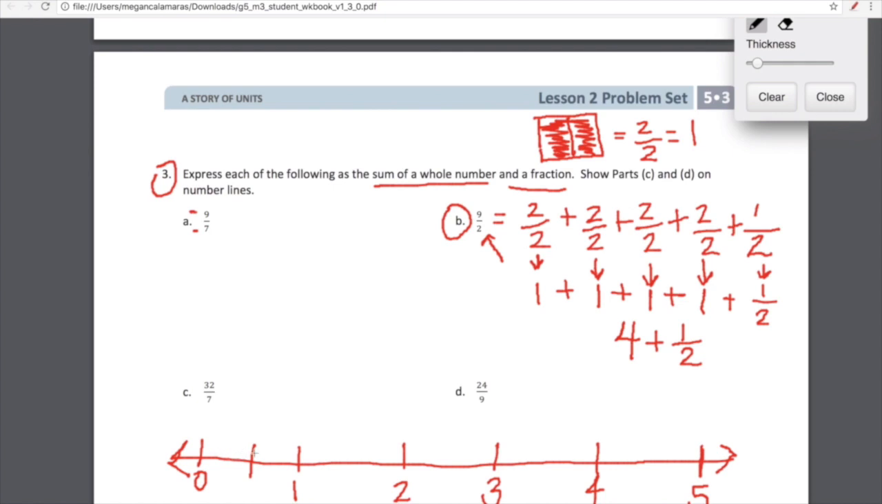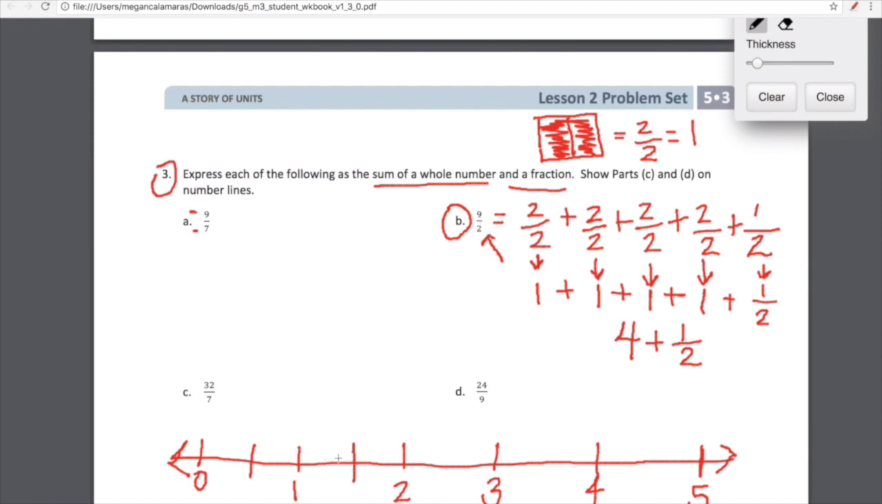Keep in mind, friends, that doesn't mean that you're just going to mindlessly slap 2 lines in between each whole number. That means that you need to divide the space between your whole numbers into 2 equal pieces. If I just mindlessly slapped 2 lines in between 0 and 1, I would not have divided my space between 0 and 1 into 2 equal parts. So be very careful of that, you guys. That's pretty tricky.